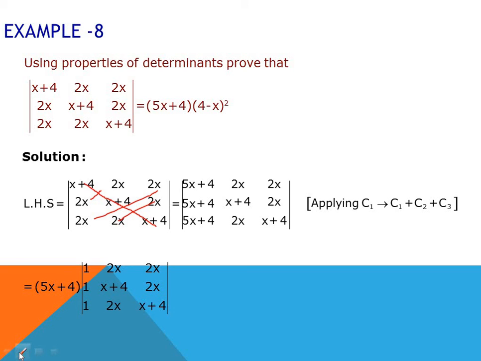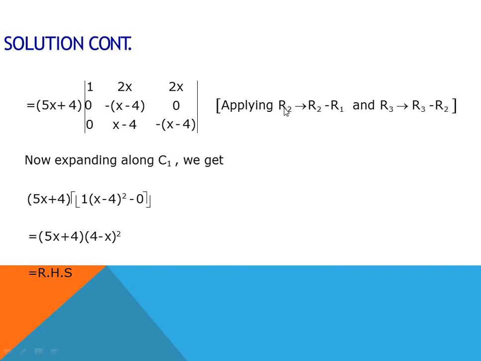Now you very well know that as all the elements of the first column are 1, 1 and 1, the very next step should be to use the row operation, that is, to subtract the two rows. So following the operation R2 as R2 minus R1 and R3 as R3 minus R2, you will reduce the determinant into the following form. Now it is very easy to expand the determinant across the first column. So if you expand the determinant across the first column, you will get the value of the determinant as x minus 4 the whole square, which is equal to the RHS.